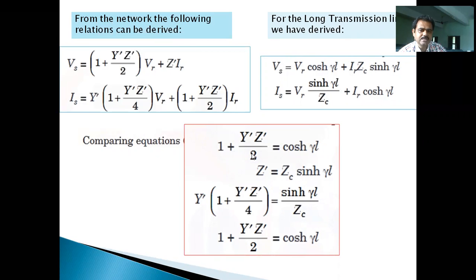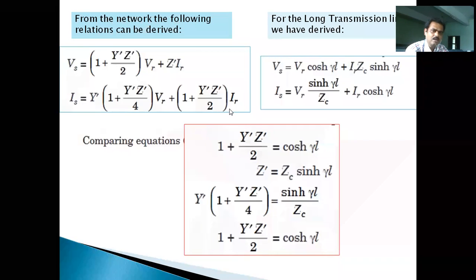So 1 plus Y dash Z dash by 2 is equal to cosh gamma L, Z dash is equal to ZC sinh gamma L, and the fourth term, Y dash into 1 plus Y dash Z dash by 4, is equal to sinh gamma L by ZC. Okay, so this is the fourth term, 1 plus Y dash Z dash by 4.